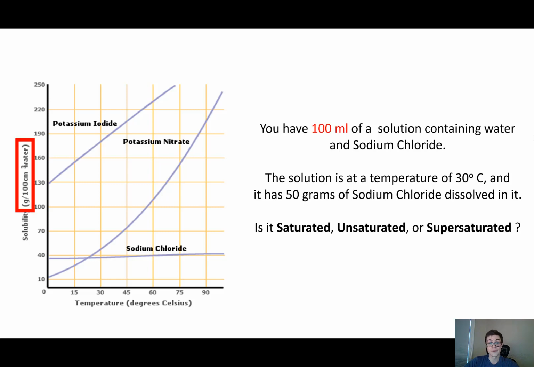To figure it out, well, the 100 milliliters, that matches our axis, so we're using the same graph. Sodium chloride is what I'm caring about, so this is the line that I'm going to use. The other two lines I'm going to ignore. It's at 30 degrees Celsius, so I'm at 30 degrees on the temperature axis. It has 50 grams of sodium chloride, so that's where I am on the mass axis. Those 2 points, if I take 30 degrees and 50 grams, that puts me here.